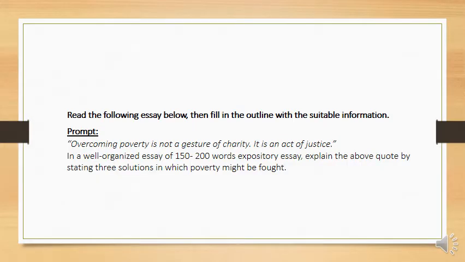First of all, let's read the prompt. The prompt says, "Overcoming poverty is not a gesture of charity, it's an act of justice." So this quote shows that our prompt or our topic is about fighting poverty, and that fighting poverty is something that shows justice in society. It's not charity. So in a well-organized essay of 150 to 200 words, explain the above quote, stating three solutions in which poverty might be fought.